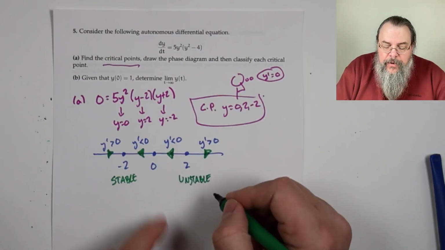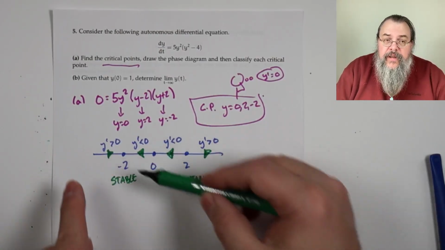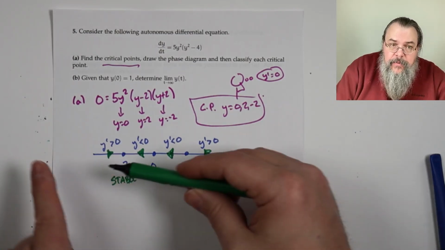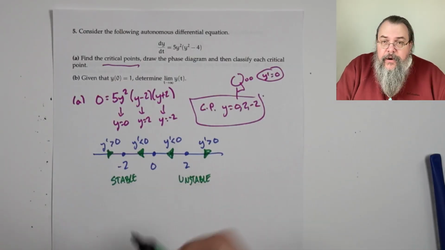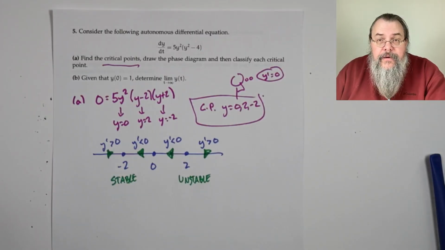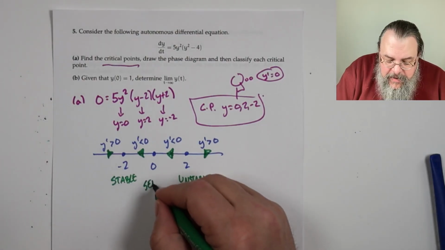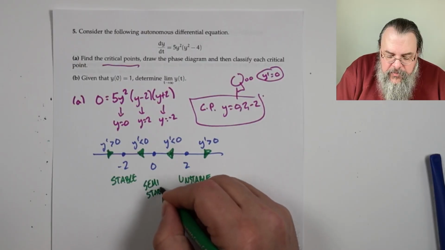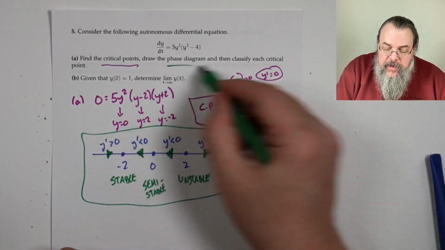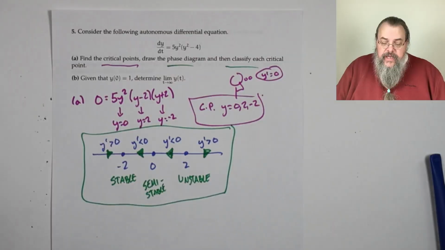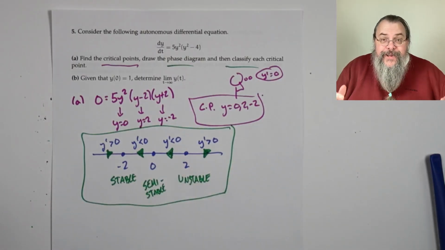All right. Now, what about 0? 0, notice the arrows are both pointing in the same direction. Now, it doesn't matter that they're both pointing that way. They could both be pointing the other direction. But if they're both pointing in, say, to the right, or both pointing to the left, that means semi-stable. And that's our classification. So there we go. We drew the phase diagram. We classified. So classification comes from looking at your phase diagram. Look at the arrows. Look at the direction.